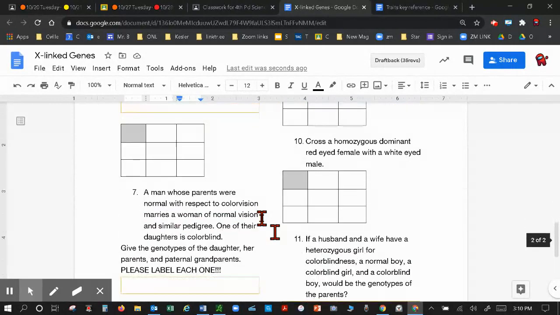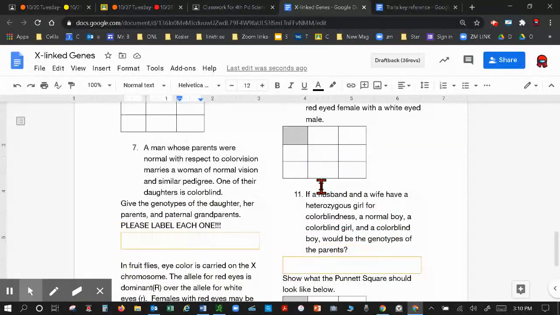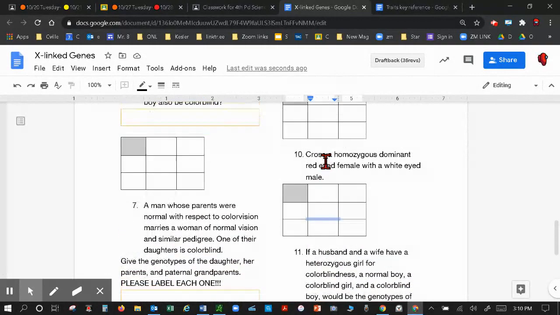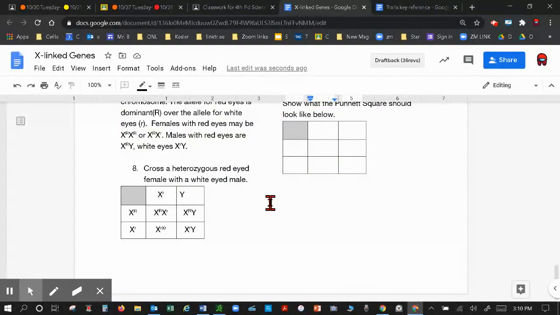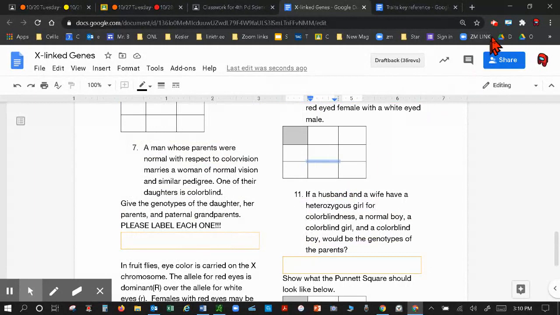I think there's more questions that follow that. And so you'll just fill out the Punnett squares as they come. And that's it, okay? If you have questions, let me know.